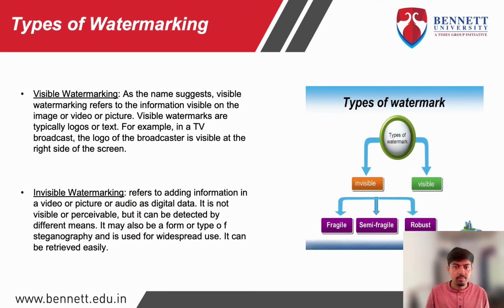Types of watermarking. The watermark can be distinguished into invisible or visible types. Visible watermarking refers to information visible on the image or video or a picture. Visible watermarks are typically logos or text. For example, in a TV broadcast, the logo of the broadcaster is visible at the right side of the screen.